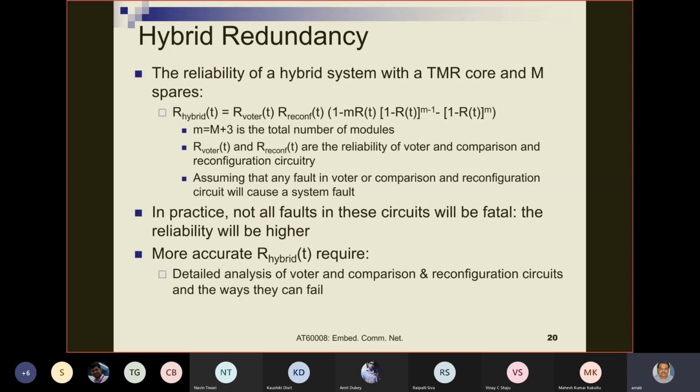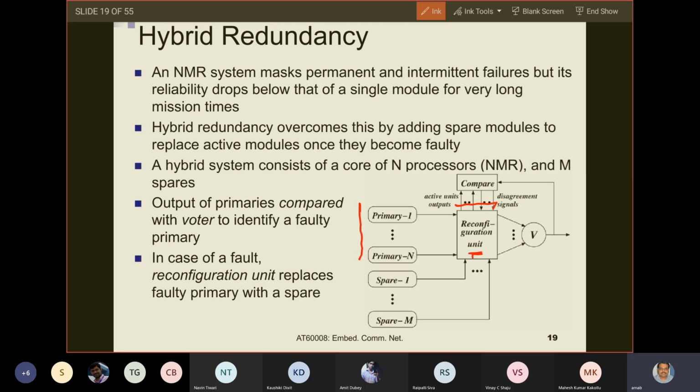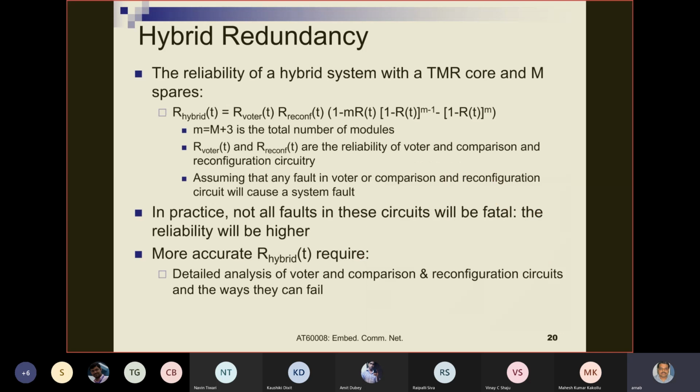Any idea what it is trying to say? This R hybrid equation, we'll discuss this obviously. If I go back to the figure, let us go back one slide and first see. You have this reconfiguration unit, and you have the reliability of this reconfiguration unit, and you also have the reliability of the voter. These two are fine and will be in series. That is also fine. Now what is the rest of the system? What is the rest of that equation telling? So R voter into R reconfiguration unit, that is fine, into what is it saying?